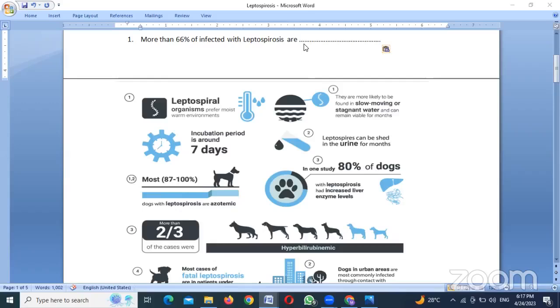So Dr. Suman? Yeah, I think, sir, it is azotemic. Most means 87 to 100% of dogs with leptospirosis are azotemic. So more than 60% infected with leptospirosis are dogs or azotemic. No. But in number 3, they mentioned leptospirosis. This is one of the keys too, and 80%. Try to find something 60%, more than 60%. This is your keyword.